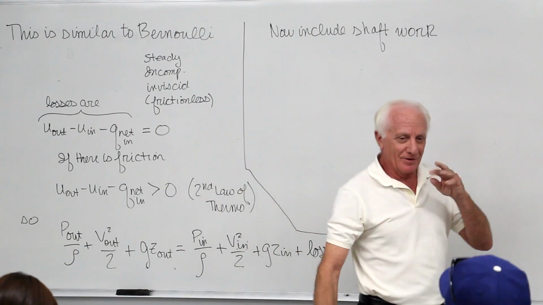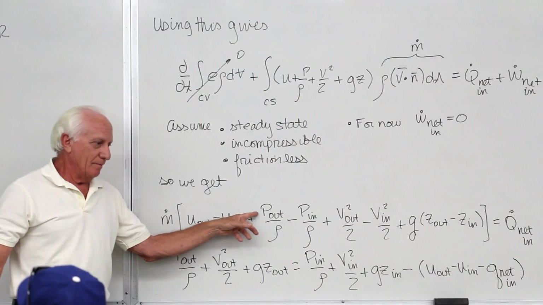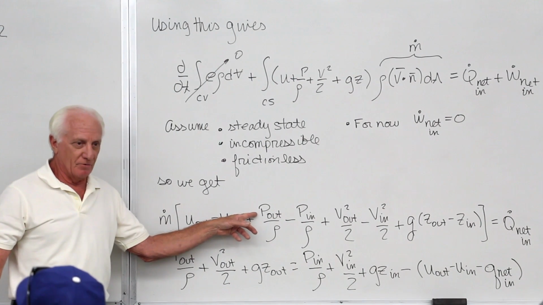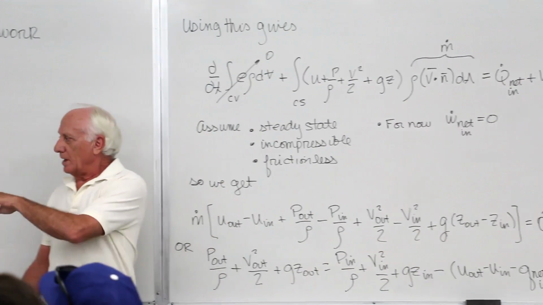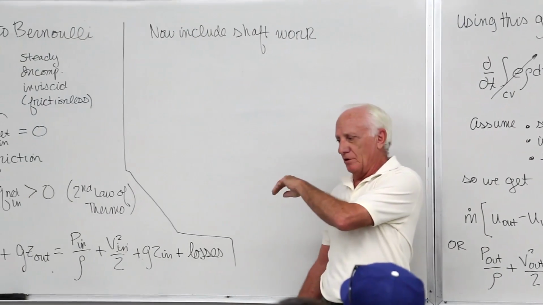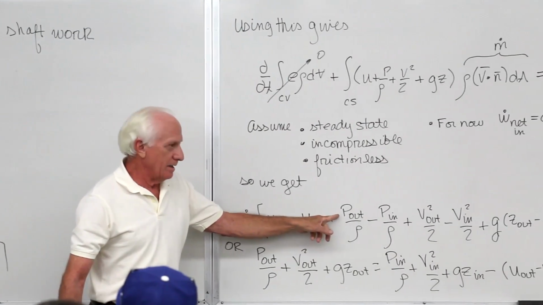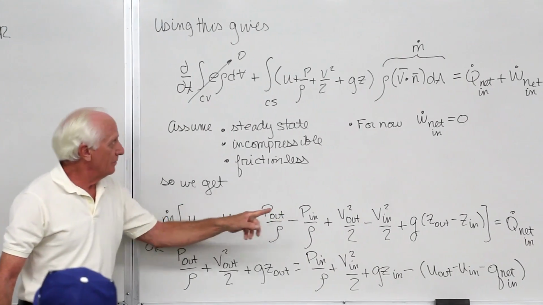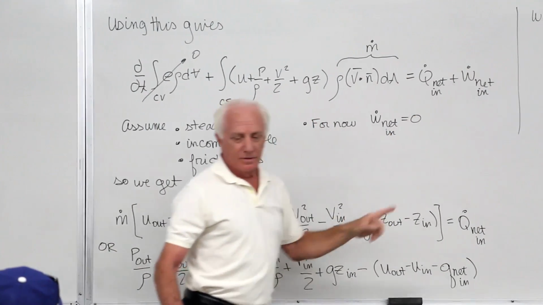I'll just give you a couple words here. This pressure came in because of the work done by pressure forces on the boundary of the system. So where did that work come from? Pressure? We said there's 3 kinds of work: shaft work, friction work, and pressure work. Where's the pressure work in here? Right there and right there. Where's the shaft work? Right there.